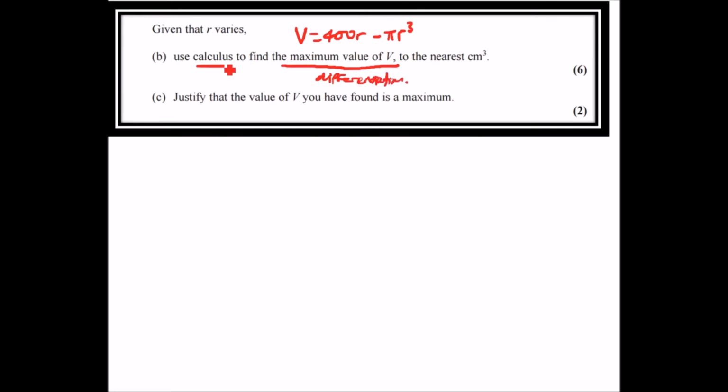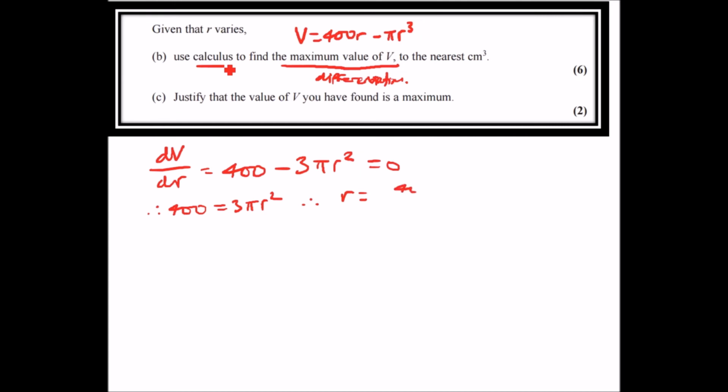Using the V equation, we need to differentiate this with respect to r, so it's quite easy. We're going to have dV over dr, which is going to be 400 minus, dropping the power of 3 down, 3 pi r squared. Now we can set this equal to 0, because at a maximum the derivative is zero, and find the value of r. So moving this term across, we have 400 equals 3 pi r squared. Dividing by 3 pi and square rooting, r equals the square root of 400 over 3 pi.